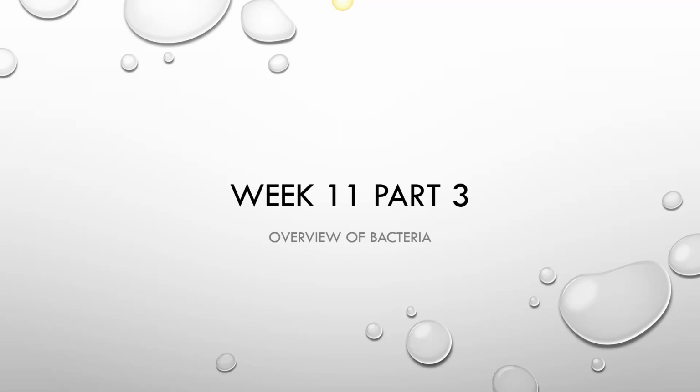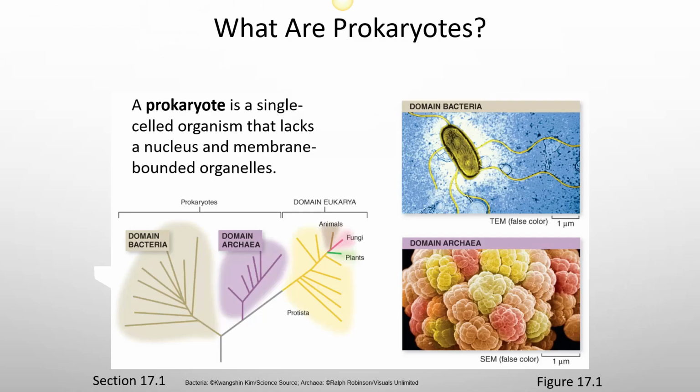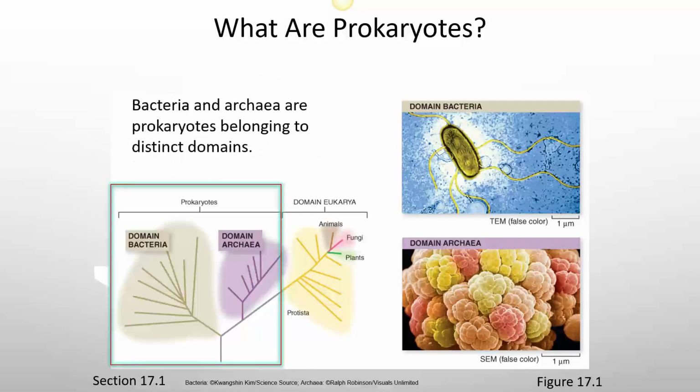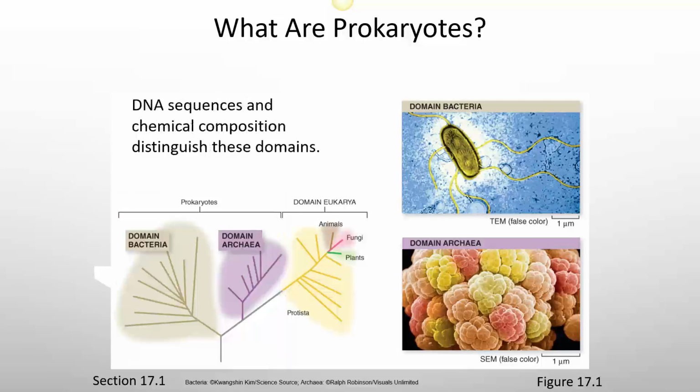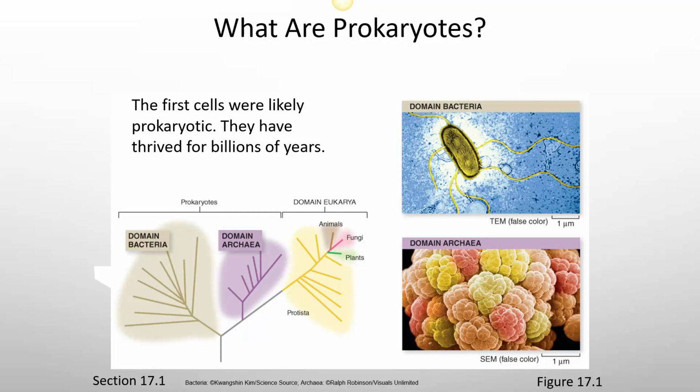So now I'm going to give you an overview of bacteria. A prokaryote is a single-celled organism that lacks a nucleus and membrane-bound organelles. Bacteria and archaea are prokaryotes belonging to distinct domains. DNA sequences and chemical composition distinguish these domains. The first cells were likely prokaryotic. They have thrived for billions of years.